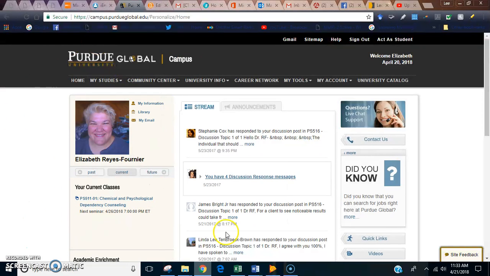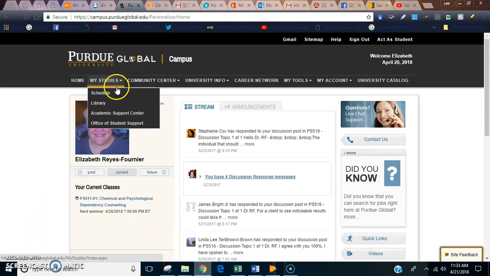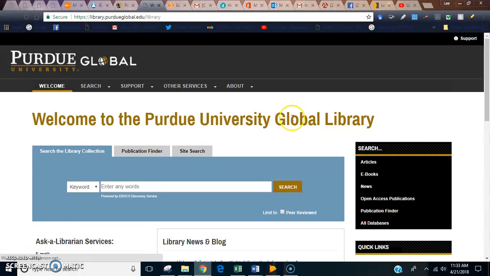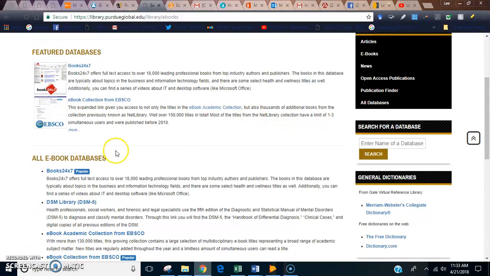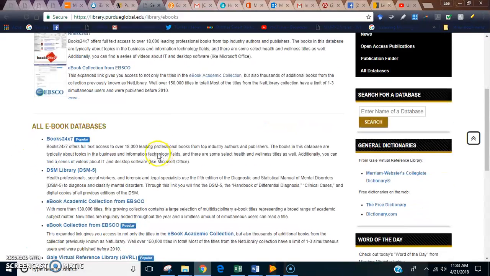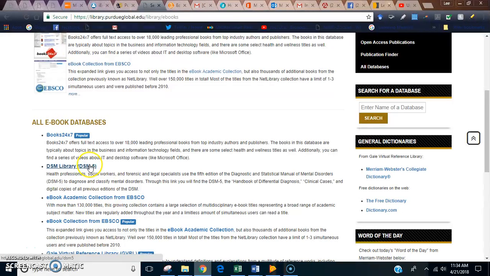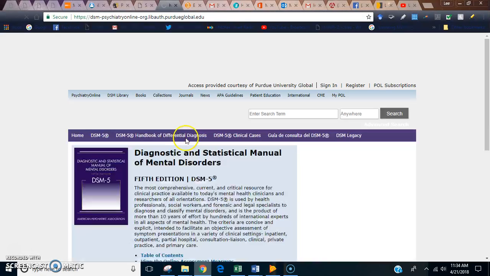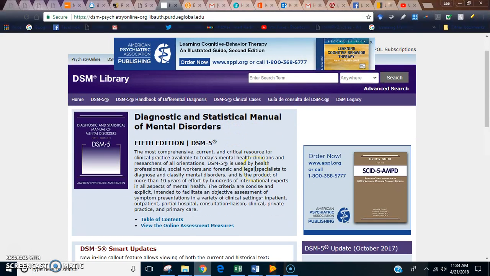Okay, so from your main page like this, you go to My Studies, and under My Studies, Library. There are different ways to get to the library. I'm just showing you the easy way that I go to. Here you are at the Purdue Global Online Library. On the right-hand toolbar, like I told you on Thursday night, click on eBooks. Scroll down a teeny bit where it says All eBook Databases. The second one down is DSM-5 Library. When that opens up, you have the whole DSM-5 library.